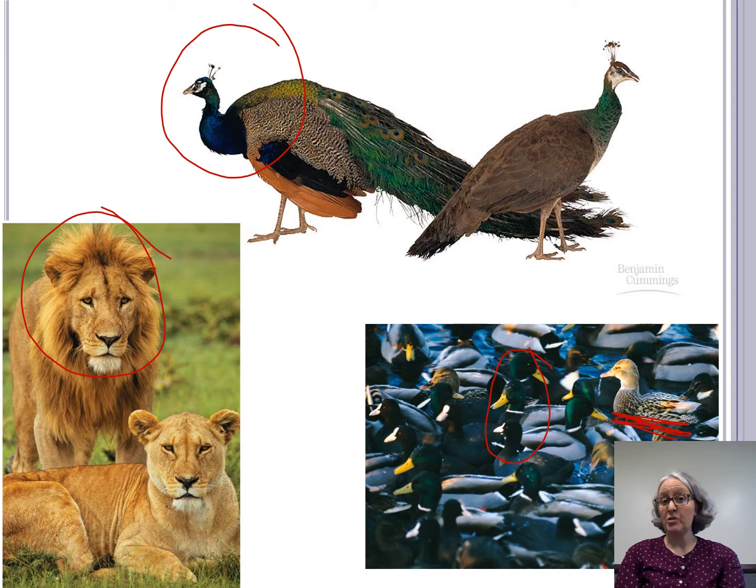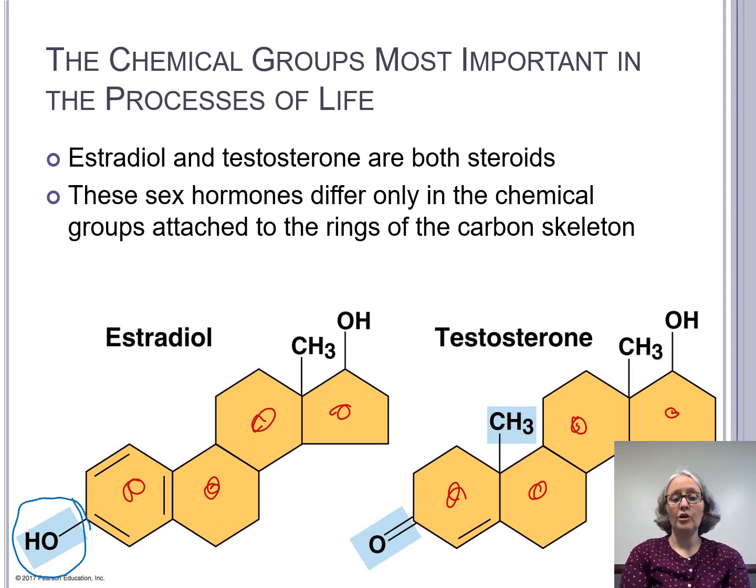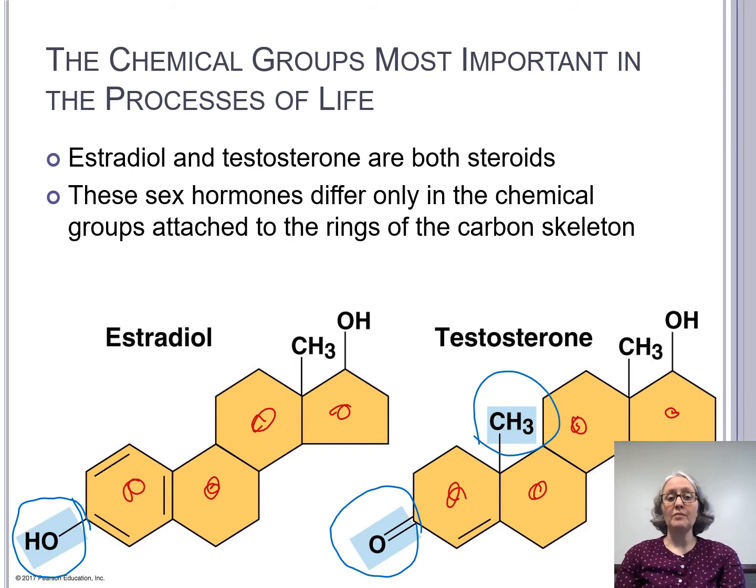So what I want to do is show you what estrogen and testosterone look like. Down here at the bottom, we can see estrogen and testosterone, or estradiol and testosterone. They're both steroids. They look really similar, right? Hexagon, hexagon, hexagon, pentagon. In fact, the only difference between estrogen and testosterone are those places that are highlighted in blue. Those parts that are highlighted in blue are examples of functional groups.